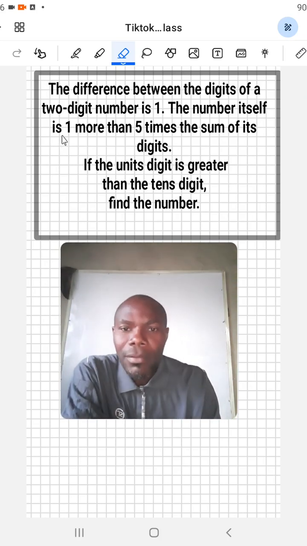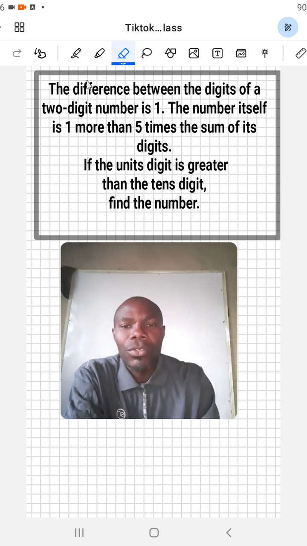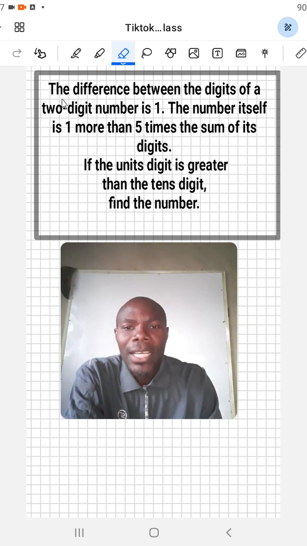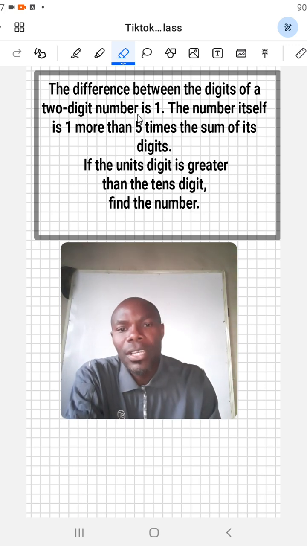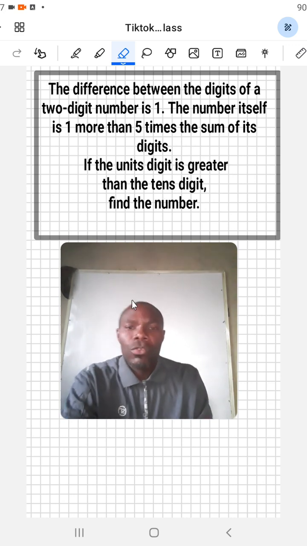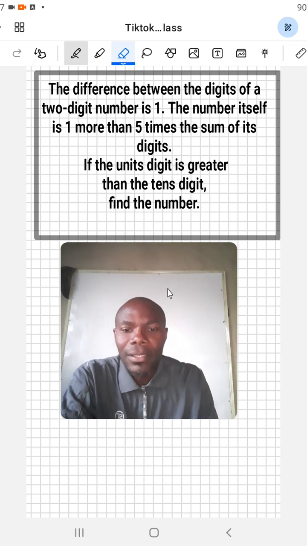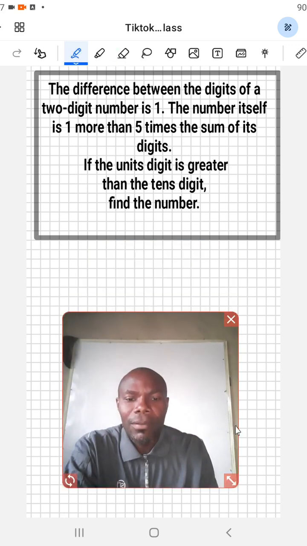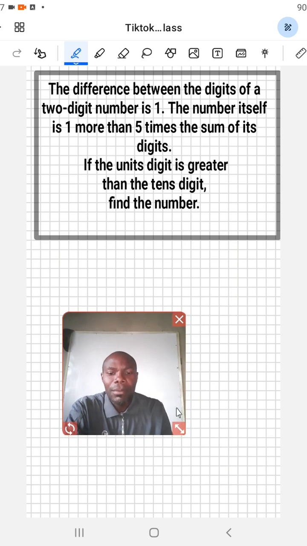This is a word problem leading to simultaneous equations. The question tells us that the difference between the digits of a two-digit number is 1. The number itself is 1 more than 5 times the sum of its digits. If the unit digit is greater than the tens digit, find the number. This is a very interesting question, and we need to understand some facts about it in order to solve it.